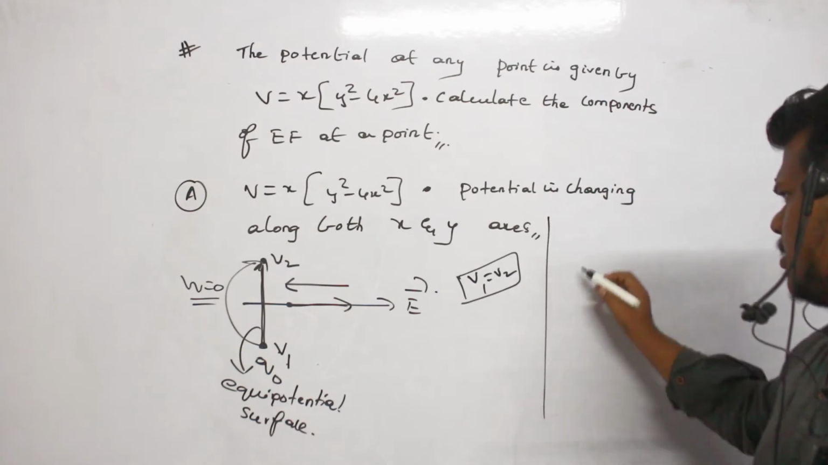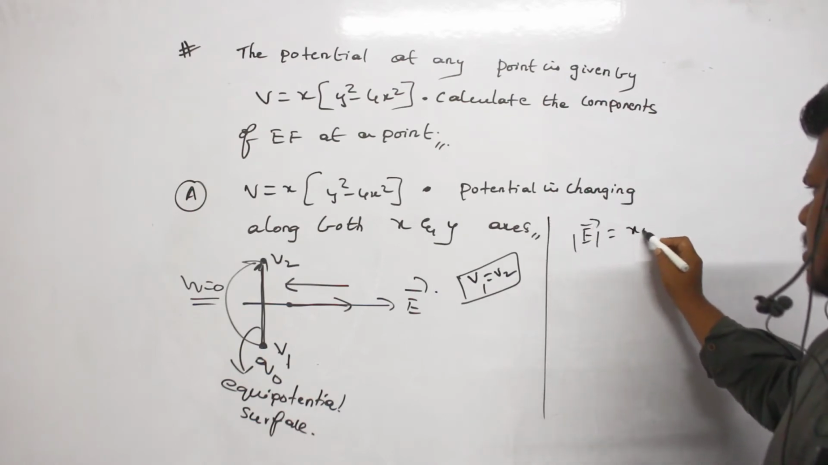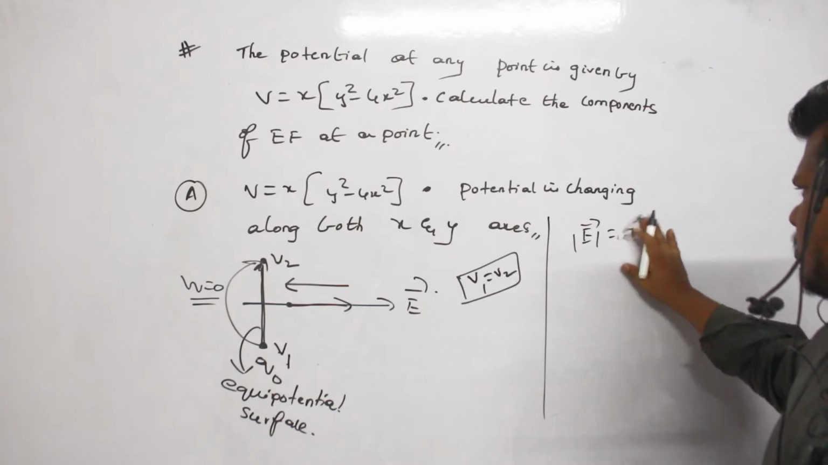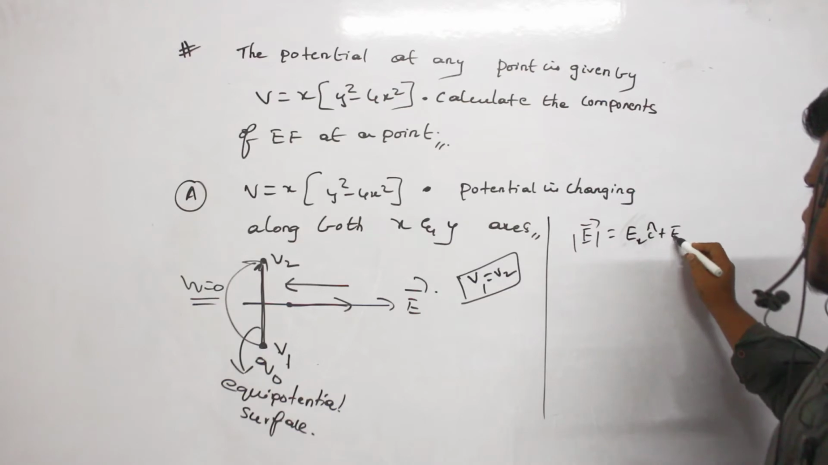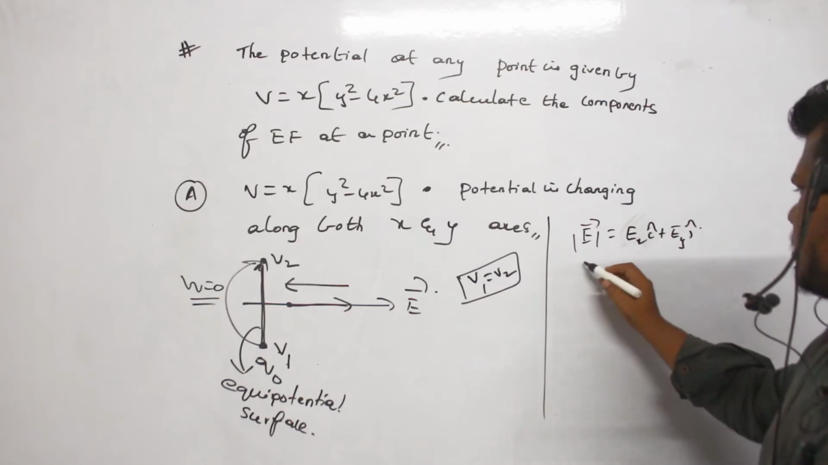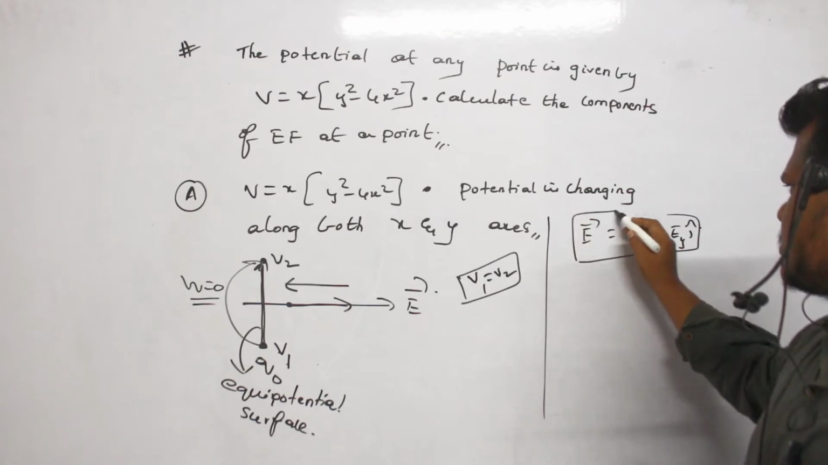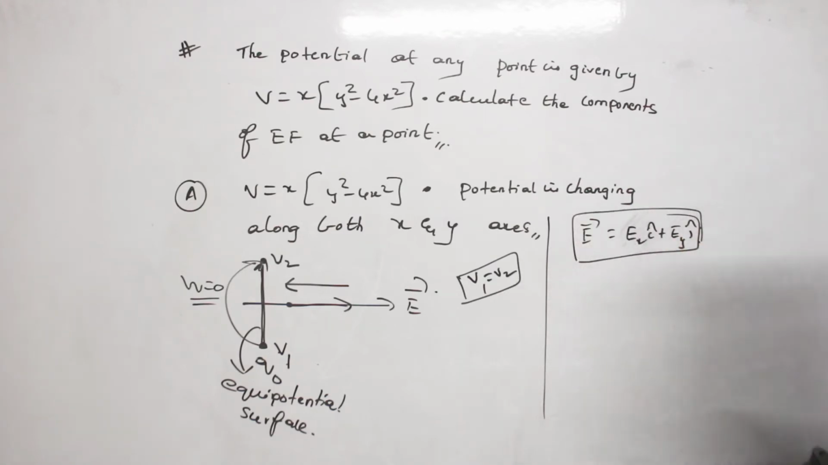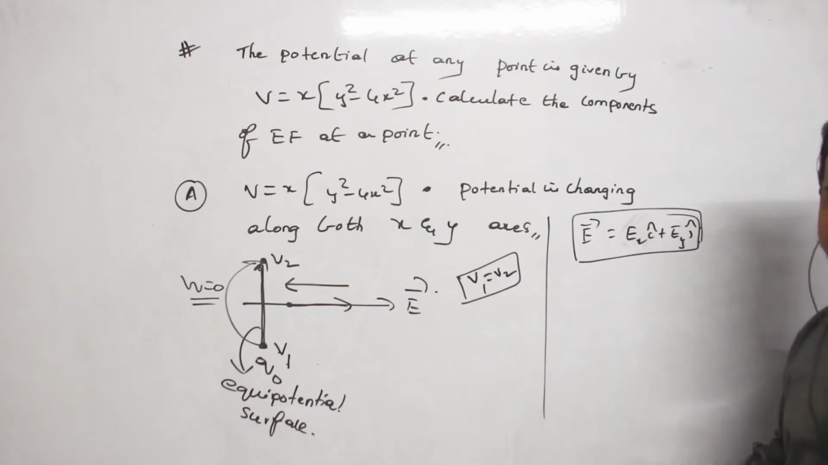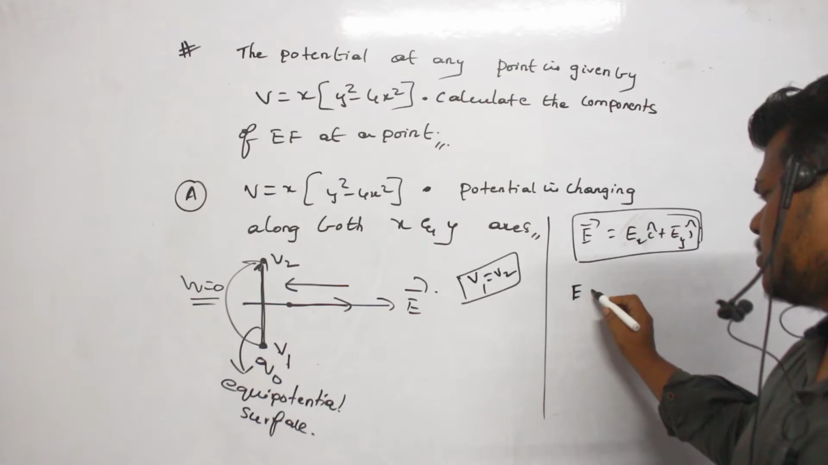So therefore, how can I calculate the total electric field? The total electric field can be calculated as Ex i cap plus Ey j cap. What is meant by Ex i cap and Ey j cap? Clear? It means the electric field has a component along the x-axis also, and the electric field has a component along the y-axis also. Then what is the relation between the electric field and the potential difference?